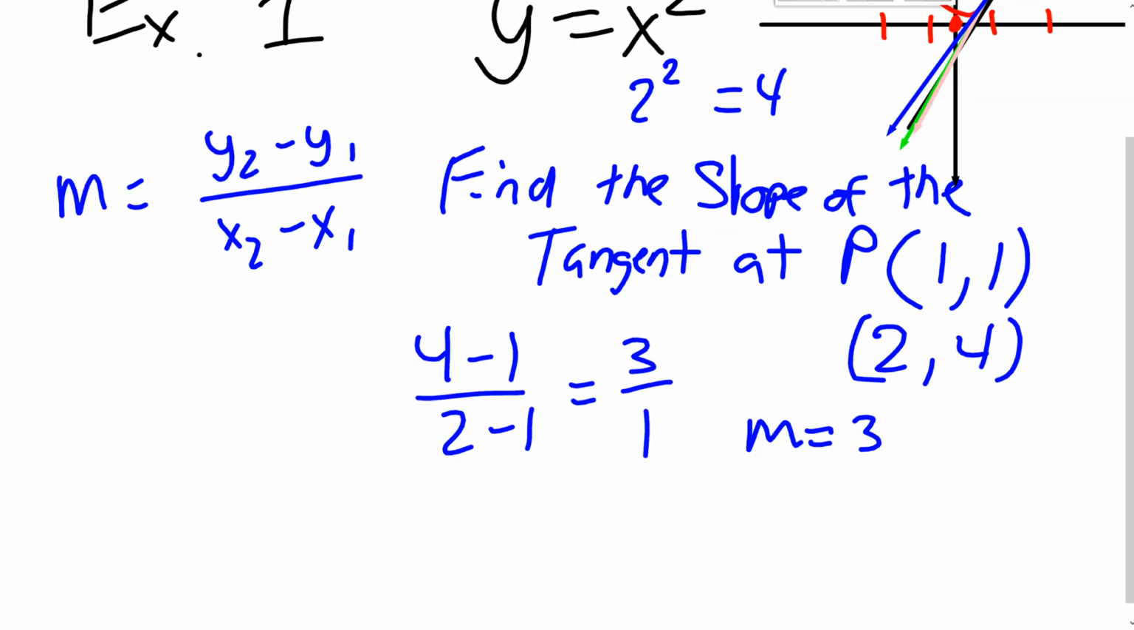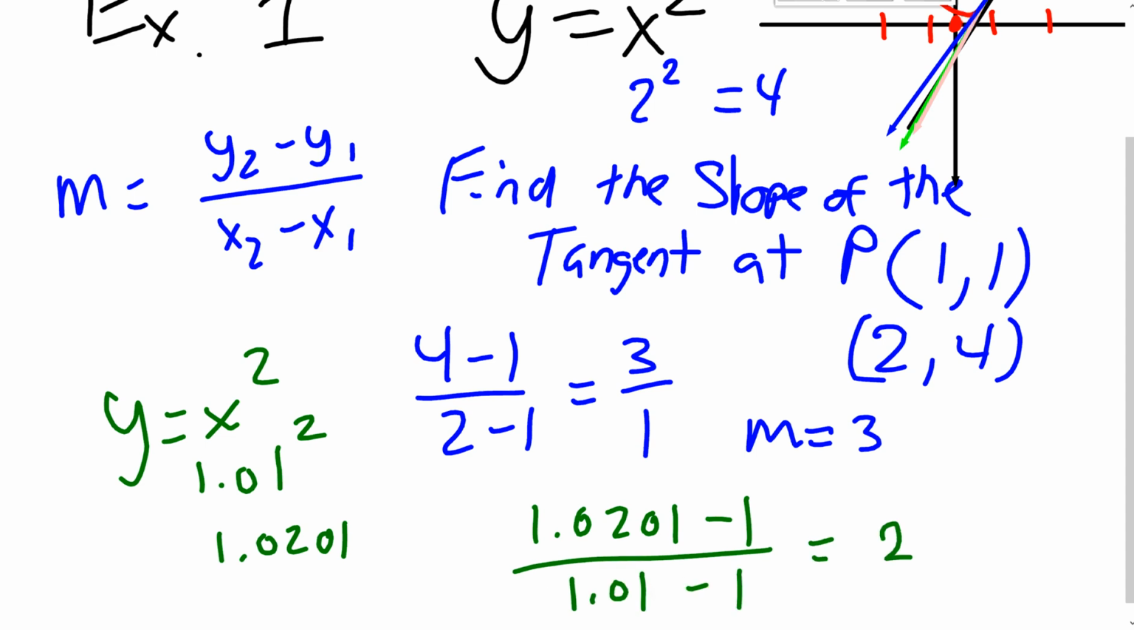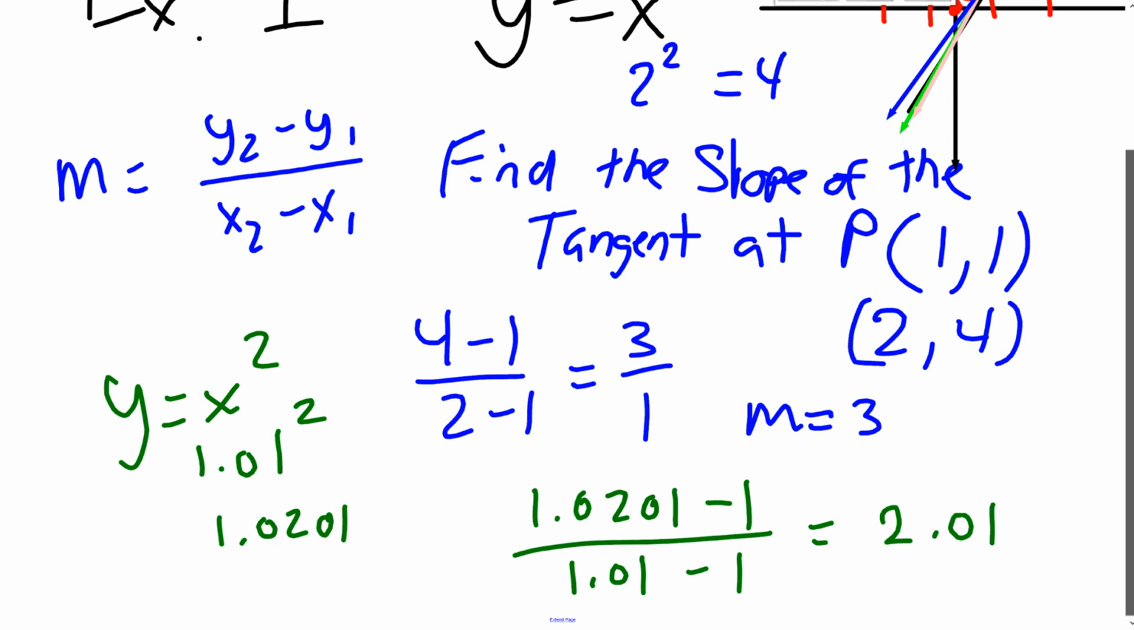So maybe I plug into my equation, y equals x squared, how about 0.01? That's really, really close to 1. Then I square that and I get 1.0201. Then I take my y's and subtract them over my x's, 1.0201 minus 1 over 0.01 minus 1, and I get 2.01. So that's really, really close.